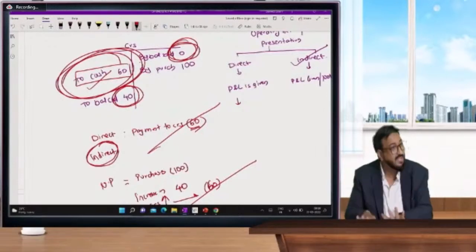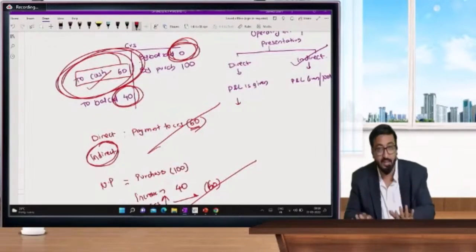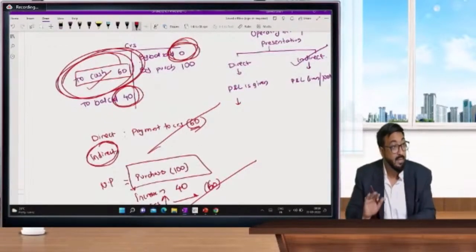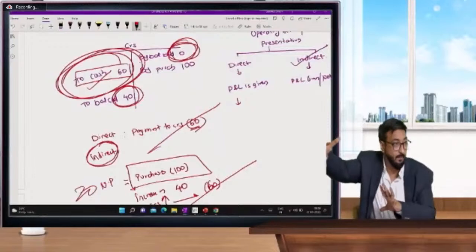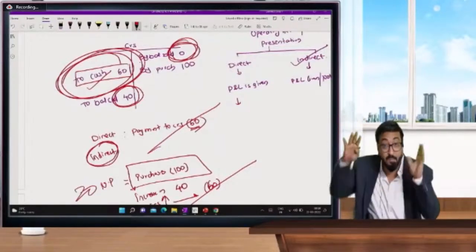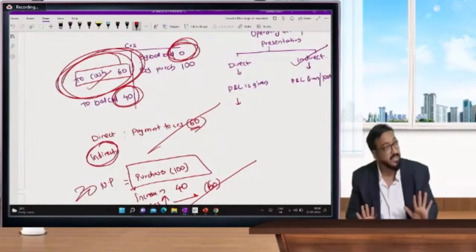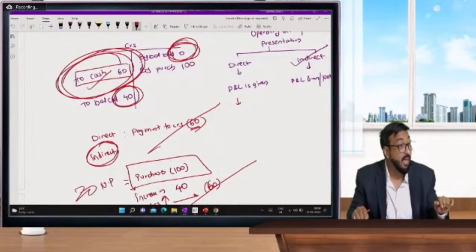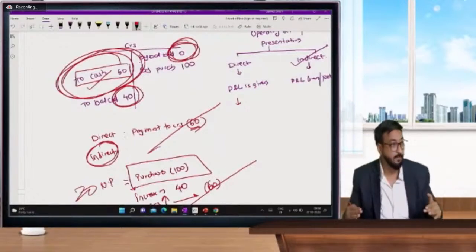This is for concept clarity. For only concept clarity, I am considering this 100. But while solving the answer, you will start with 20, because 100 is already included in that. You are getting this concept? When you start with net profit, you have to start with 20. But I am clearing this concept, so I started with 100. I want to show both are giving the same answer.